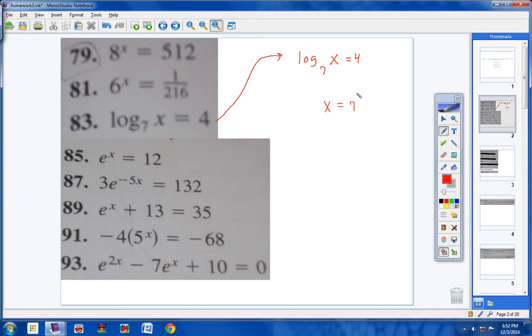Look how easy that is. X equals 7 to the 4. So with my calculator, I'm going to type in 7 caret 4 equals 2,401.